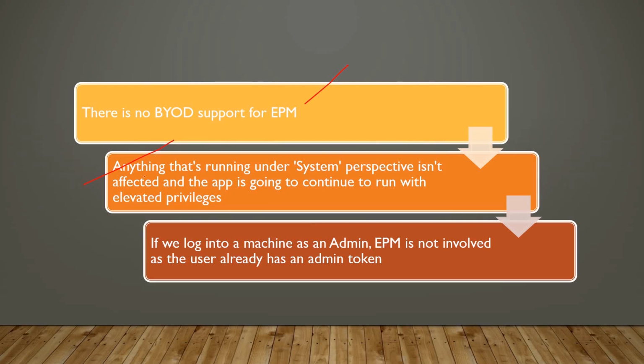So EPM is only going to come into the picture for anything that is being run by the user, and if the user is not an admin. It's not going to govern a specific application that earlier was running as an admin using the system account. After the application of the EPM policy, the device is going to continue running the same way. And as I said, if we log into a machine as an admin, EPM is not going to get involved because the user is an admin and already has an admin token.